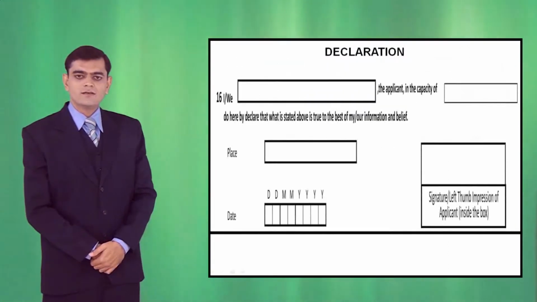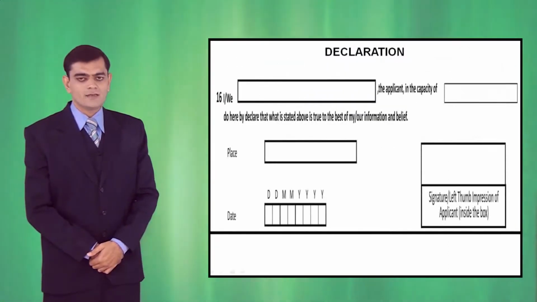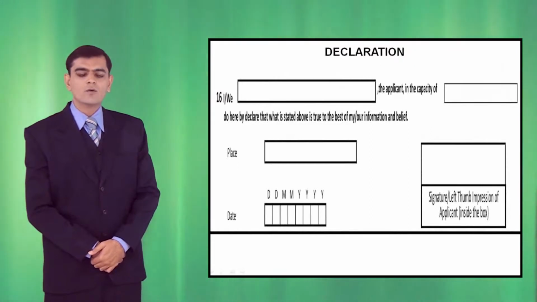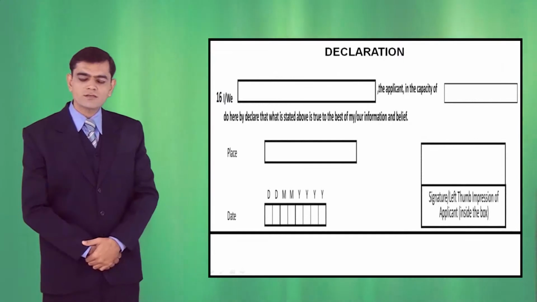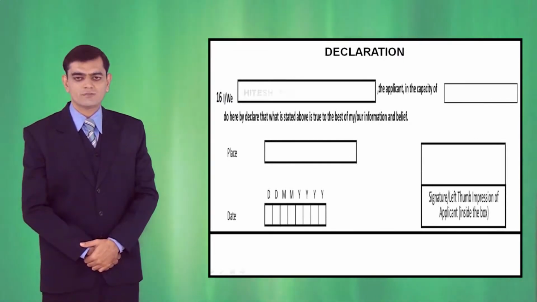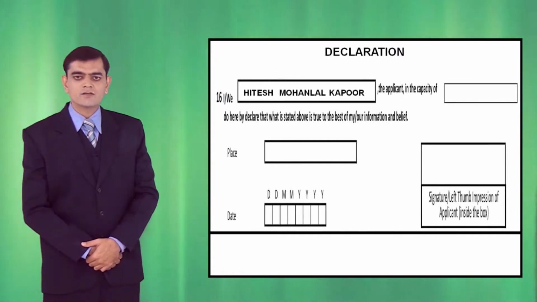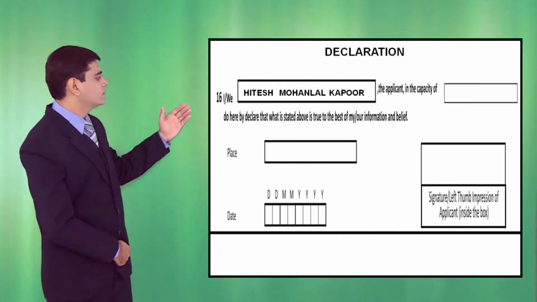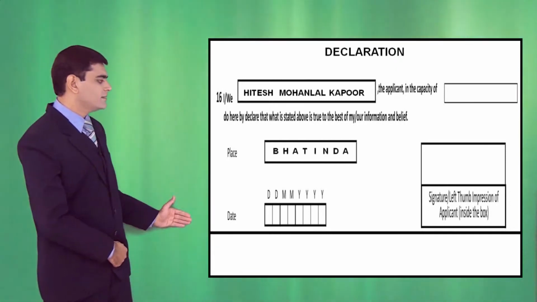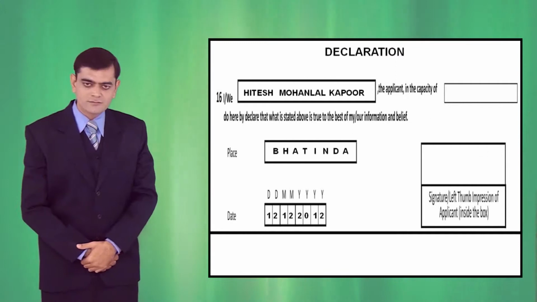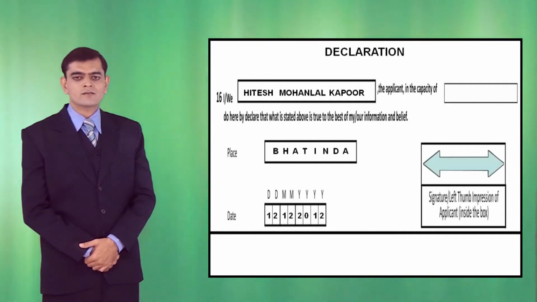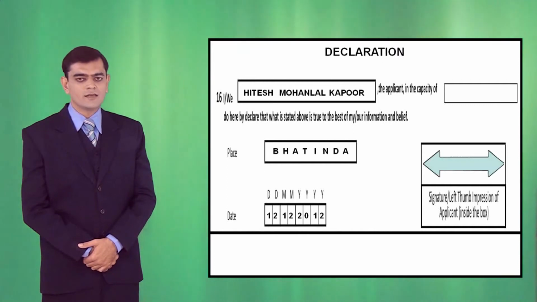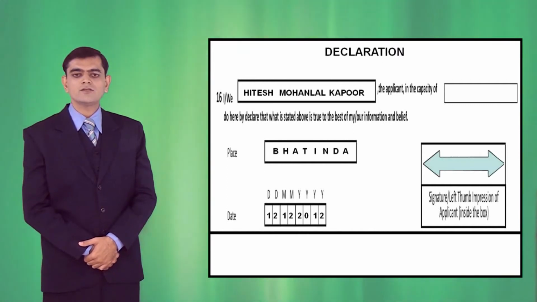The next field is the field for giving the declaration by the applicant. Over here, the applicant has to declare the truth of the information provided in the application form. The applicant has to provide the name, place, date and the signature. So, this was the process of filling form number 49A in case of an individual applicant.